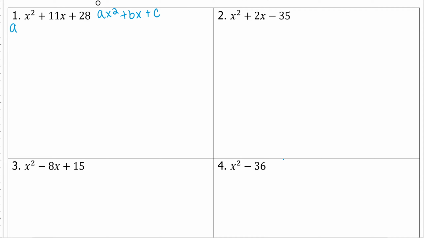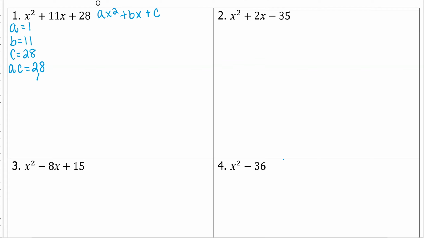So let's go ahead and write out those values. A is 1, b is 11, c is 28, and of course what you may have forgotten here, we have to also recall whatever a times c is, which is 1 times 28, which is 28.